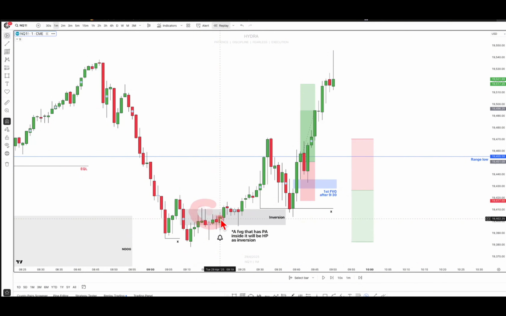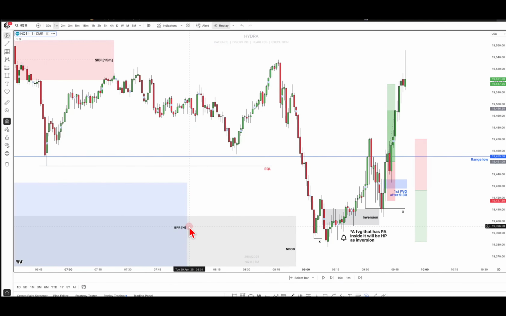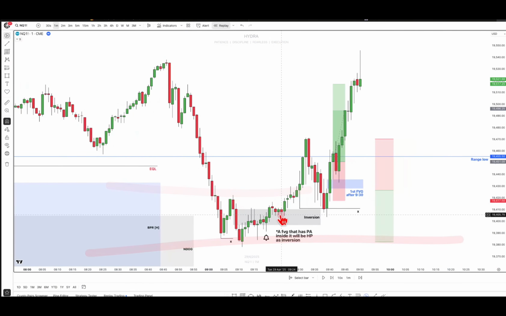So we do have price action inside this fair value gap, and we traded at, don't forget about this, our hourly BPR, right? This is the OT of the hourly dealing range. That means we are looking for support, and that's when this bullish pattern formed.